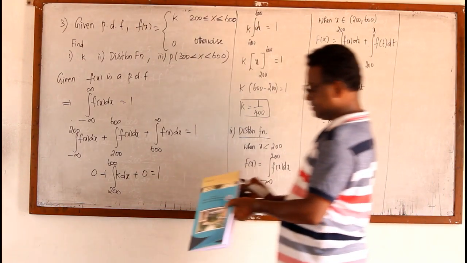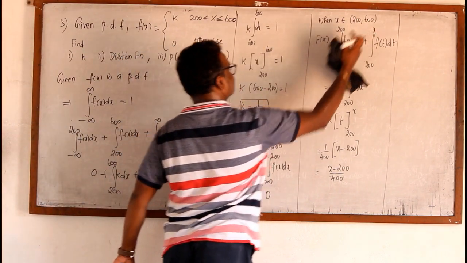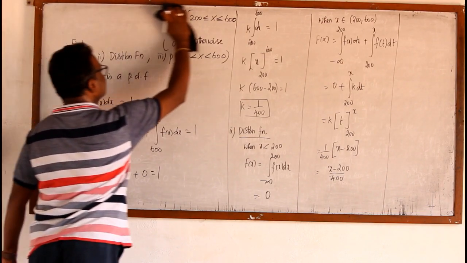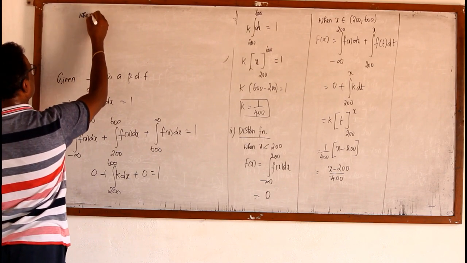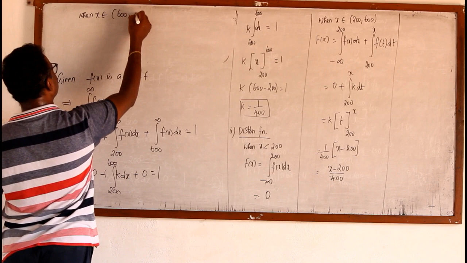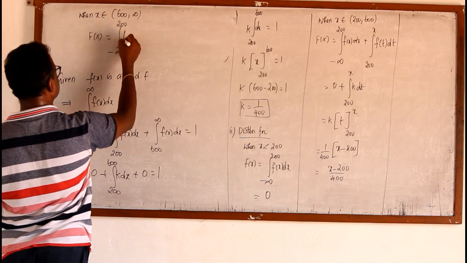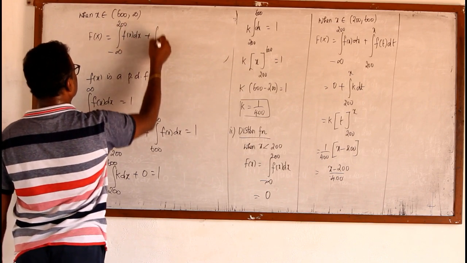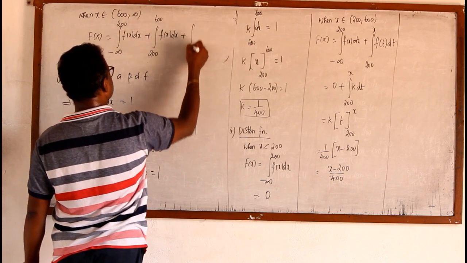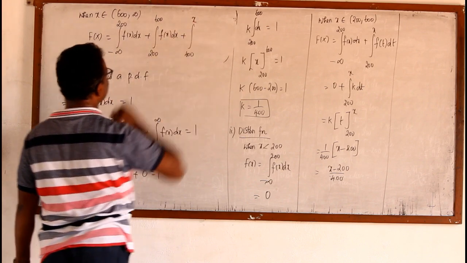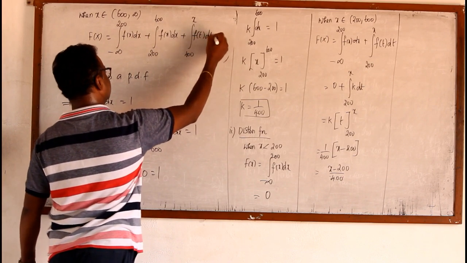Now I will write it down. Still it is not over. I have taken only less than 200 and 200 to 600. Now we have to consider for more than 600. That is, when x belongs to 600 to infinity, then capital F of x is, I have to add from minus infinity to 200 f of x dx. Then 200 to 600, it is f of x dx. Then 600 to infinity, instead of infinity I must put x because I have to find out the function. Then it is f of t dt.